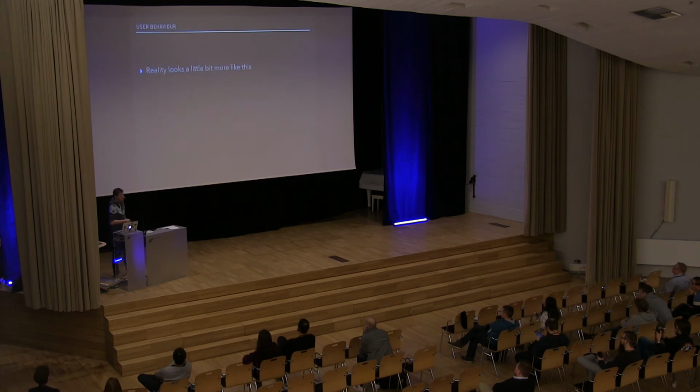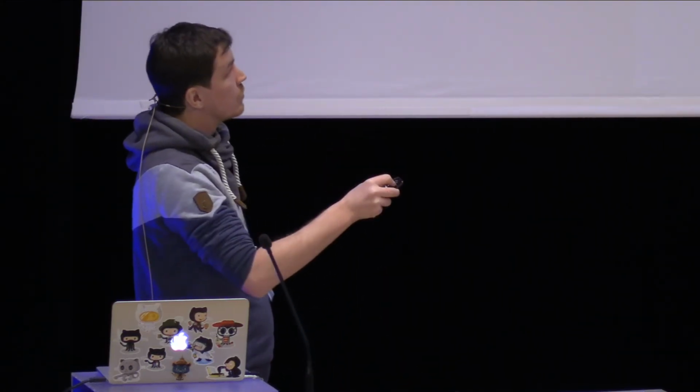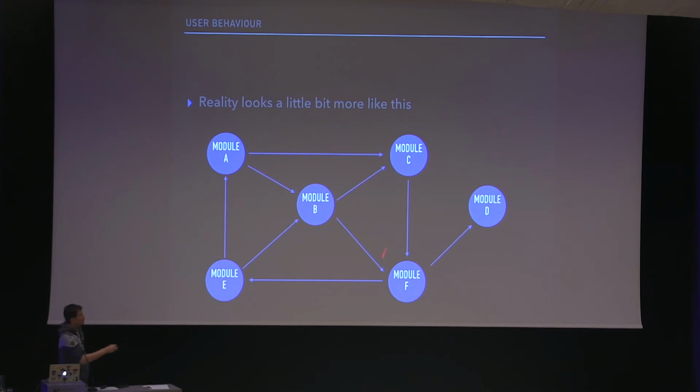In reality, it's a little bit more difficult, because reality looks a little bit more like that. You have a module here, you can go to that module, you can go there, you can go to this view, and you can go back to that view. Probably if you have a navigation on the top of your app where you can go to all modules, this net would have quite more transitions and more edges. That's just for simplification.